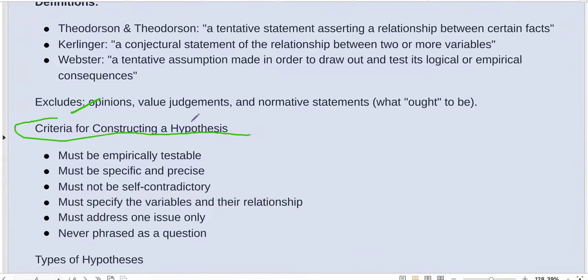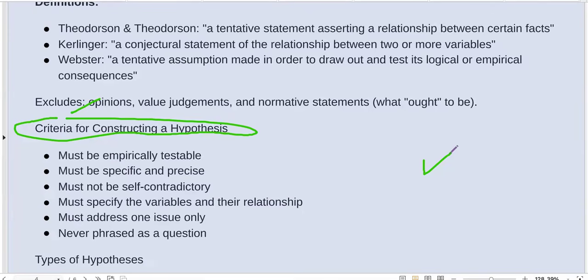There are certain criteria for constructing a hypothesis. It should be empirically testable. Something which cannot be tested, there is no point of making that kind of hypothesis. It should be specific, as I told you. It should be precise. It cannot be of 10 lines. It should not be self-contradictory. It should not contradict itself.